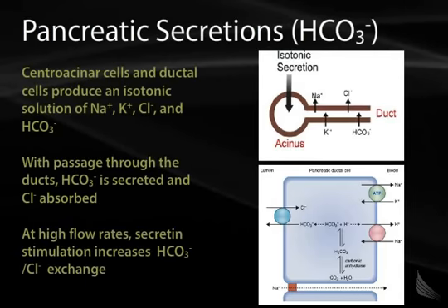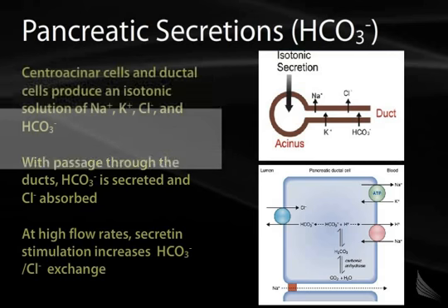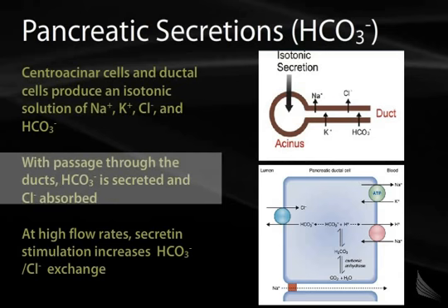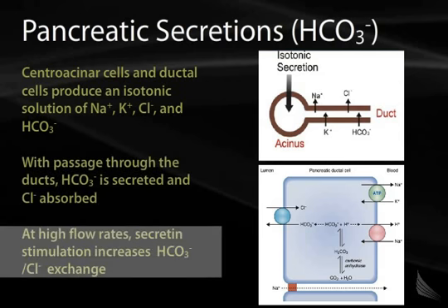Just like salivary gland secretion, acinar cells in the pancreas are important in secretion, and in the same way as with salivary glands, secretion into the acinus is isotonic. With passage through the ducts, bicarbonate is secreted and chloride is absorbed. At high flow rates, secretion stimulates increased bicarbonate-chloride exchange, resulting in increased amounts of bicarbonate in pancreatic secretions.